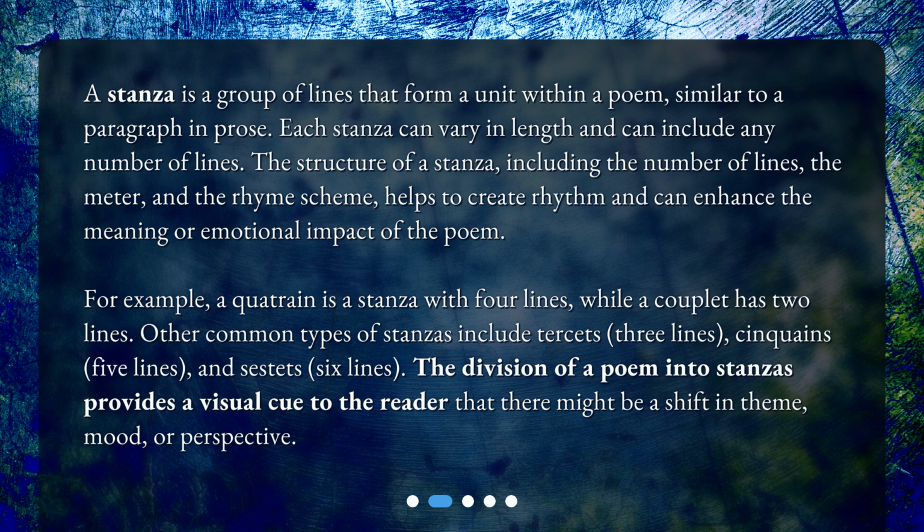For example, a quatrain is a stanza with 4 lines, while a couplet has 2 lines. Other common types of stanzas include tercets, 3 lines, cinquains, 5 lines, and sestets, 6 lines. The division of a poem into stanzas provides a visual cue to the reader that there might be a shift in theme, mood, or perspective.